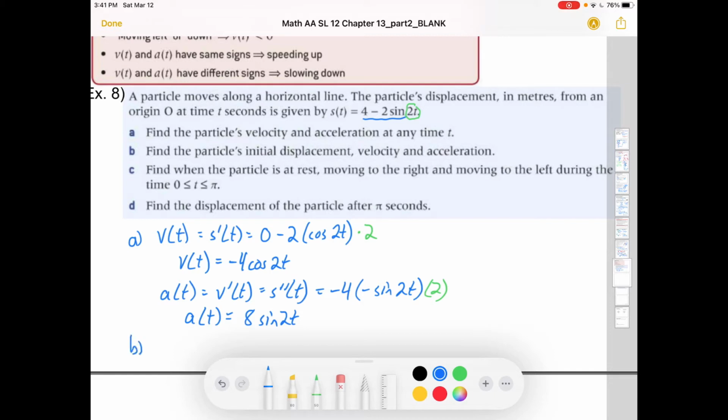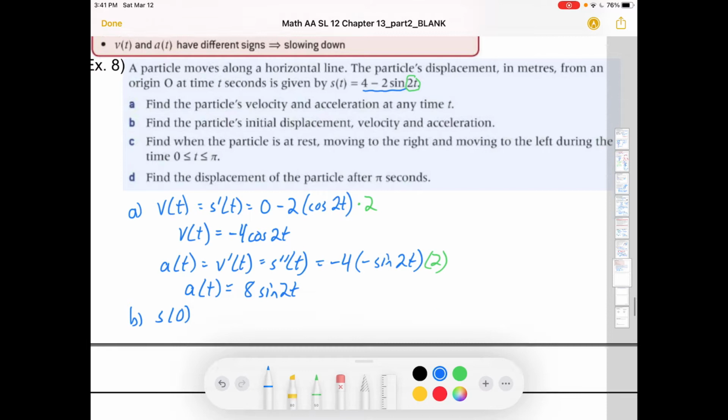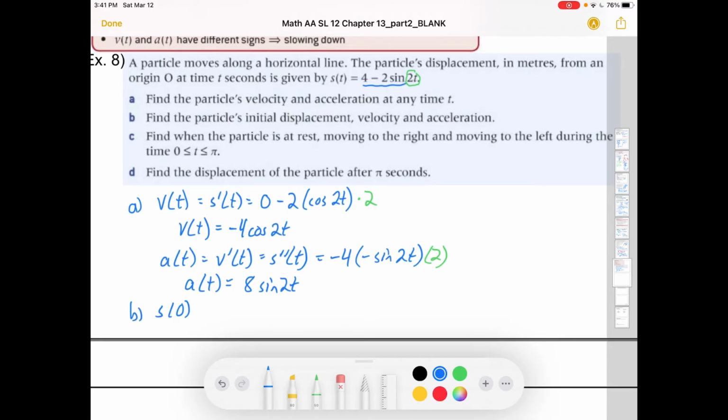Next thing it asks us for is the initial displacement, velocity, and acceleration. So s of 0, that means we're going to go 4 minus 2 times the sine of 2 times 0. So it might be worth thinking about the unit circle here. The sine of 0 is 0. So this would just be 4 meters. It would be 4 meters to the right of the origin.